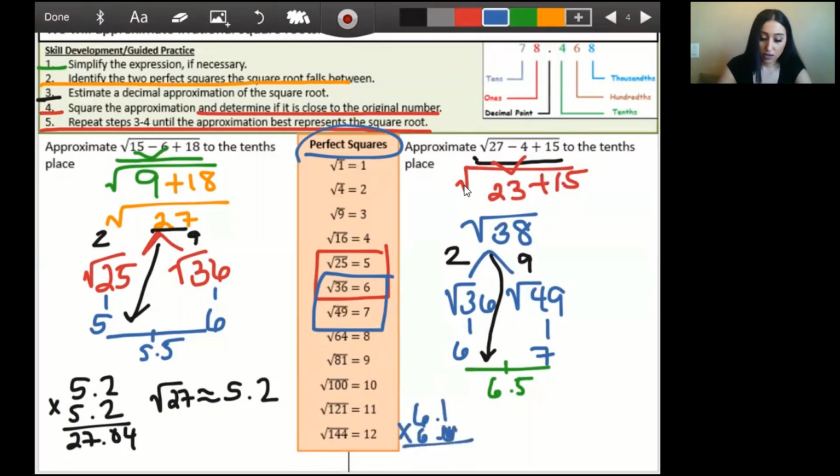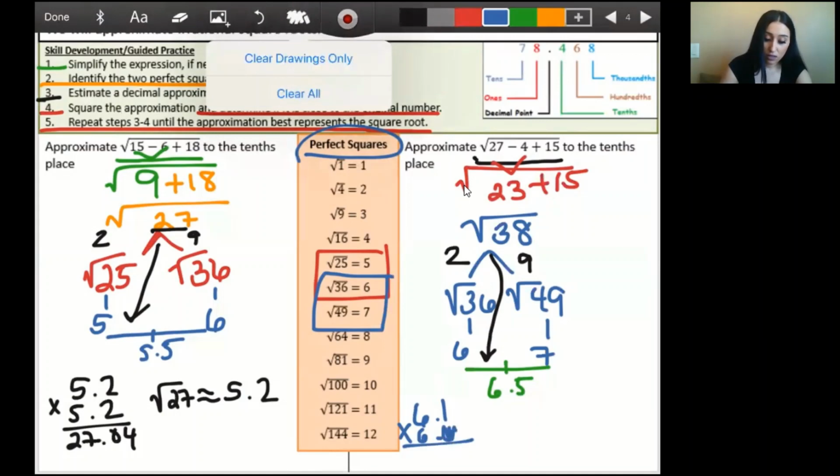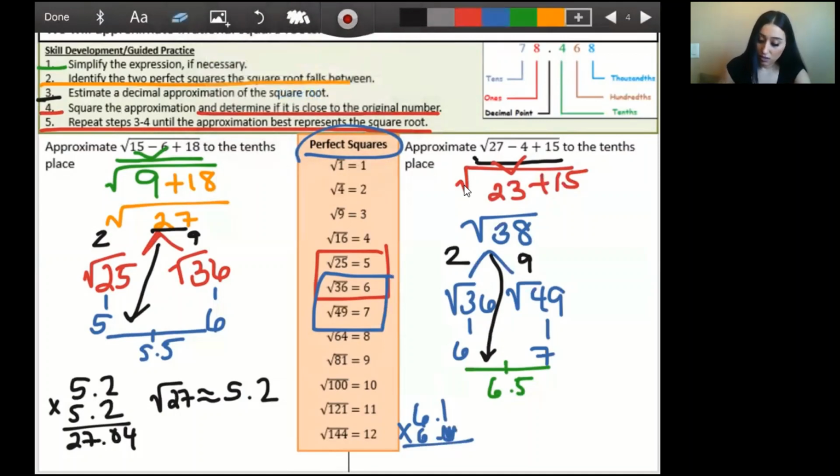Excuse me, guys. I'm actually going to fix that. Let me find my eraser option. Write it nice and neat for you guys.